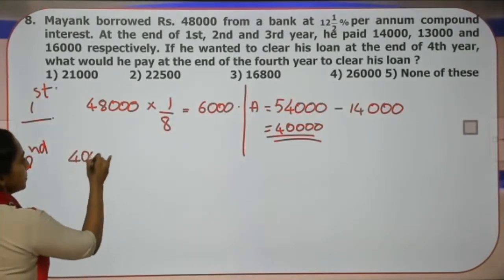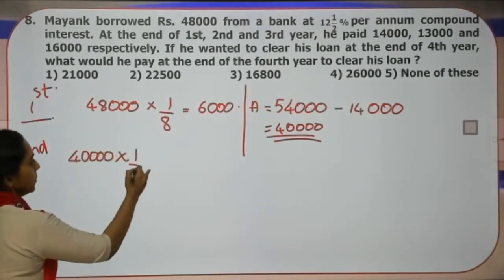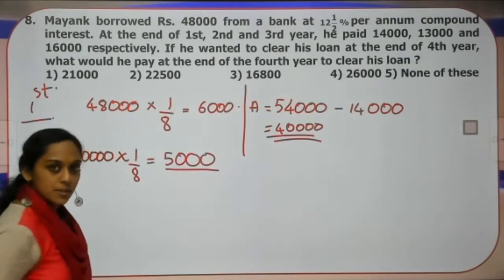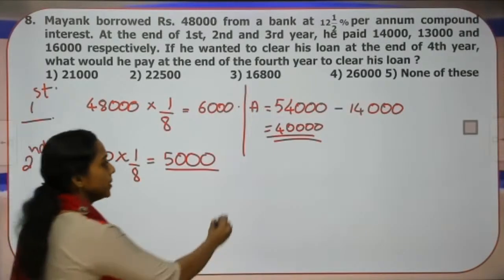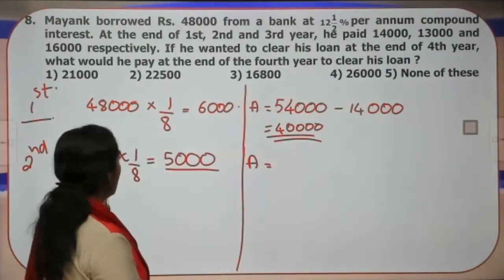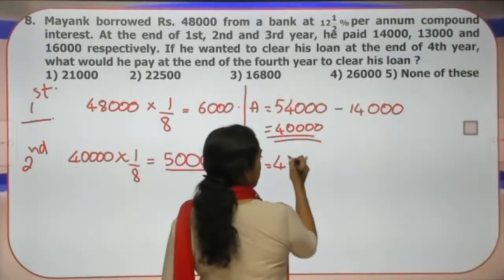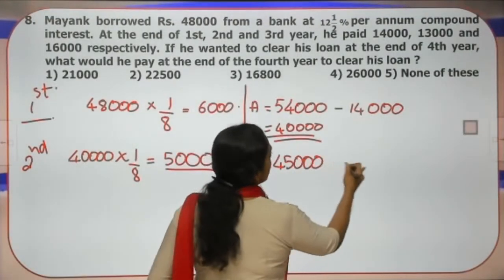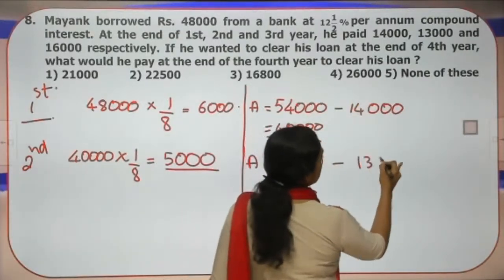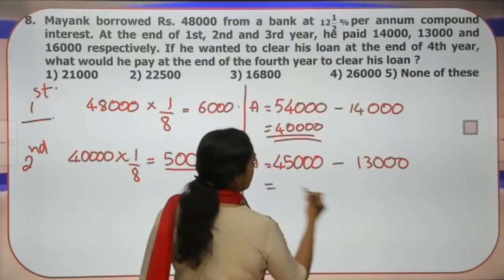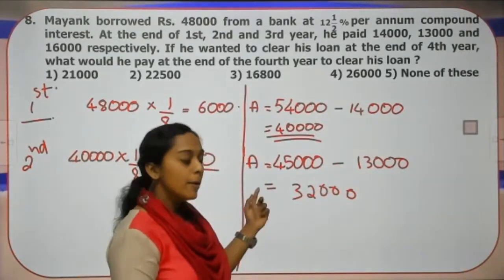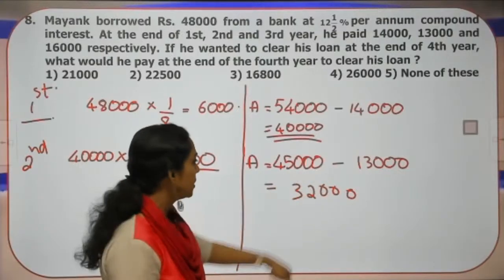Now let's find out the interest in the second year. 1 by 8 means that is 5,000. So the interest in the second year is 5,000. What will be the amount at the end of the second year? 40,000 plus 5,000, that is 45,000. But at the end of the second year he gave back 13,000, so minus 13,000. That is 32,000. So the amount at the end of the second year will be 32,000.